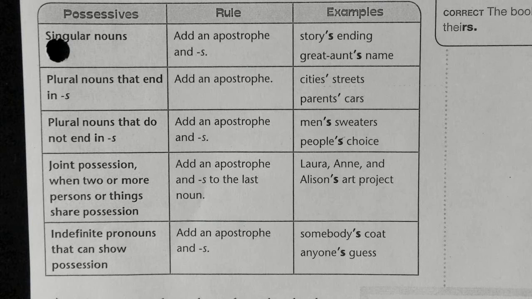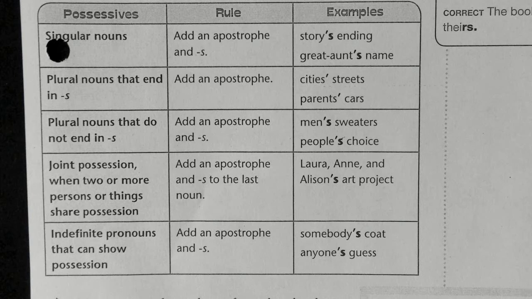When you have joint possession, 2 or more people own the same thing, you put the apostrophe S on the very last noun. Laura, Ann, and Allison's project. That one project belongs to all 3 of them. You put the apostrophe S on the very last name. Now, if you were talking about different projects, you put an apostrophe S on each person's name.